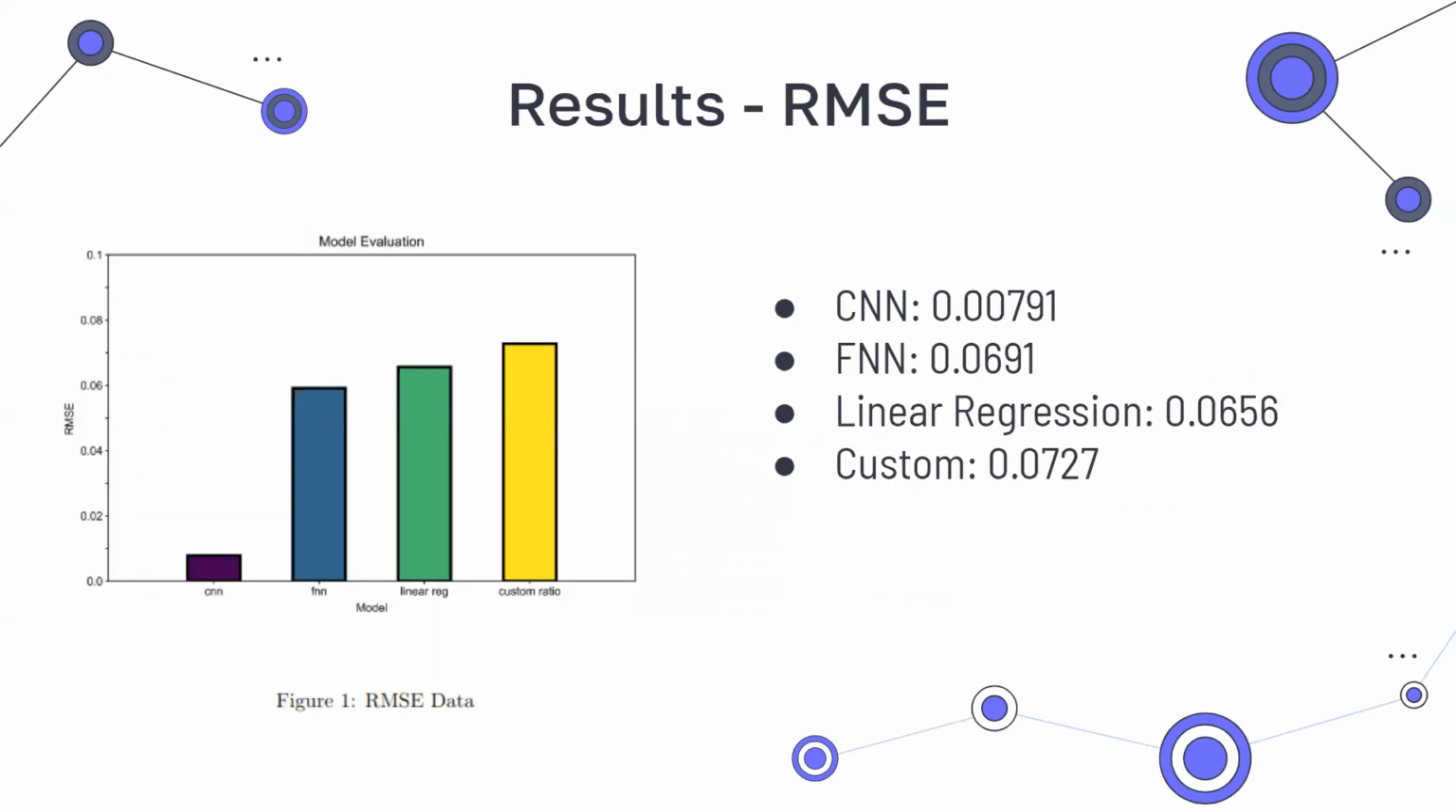And this is what we got for our results. The CNN resulted in our best result, with an MSE of 0.00791. And our worst one was our custom model, which we expected since we didn't account for any of the units, like what they do. We only compared team sizes.